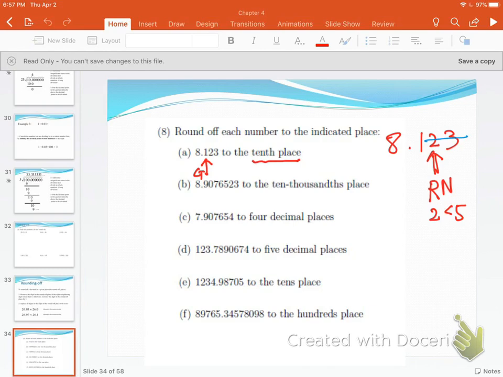Question B. So where is the given place? The given place is the 10,000s place. So this is 10, 100, 1,000, 10,000s. So this 6 is the given place. 5 is the right neighbor. 5 is greater than or equal to 5. So what's the answer for question B? So let's put it here.